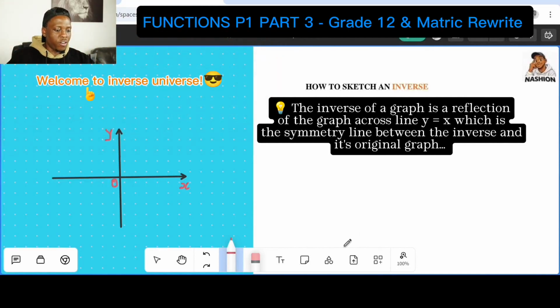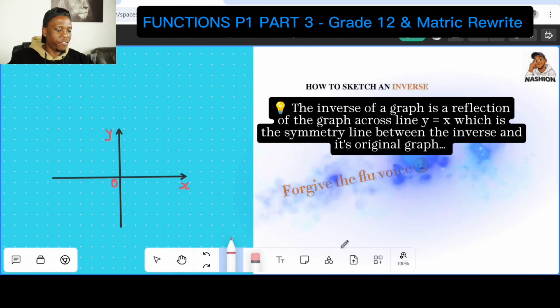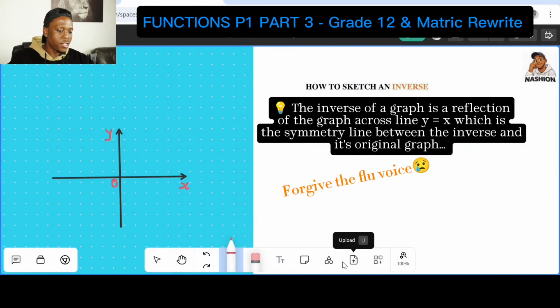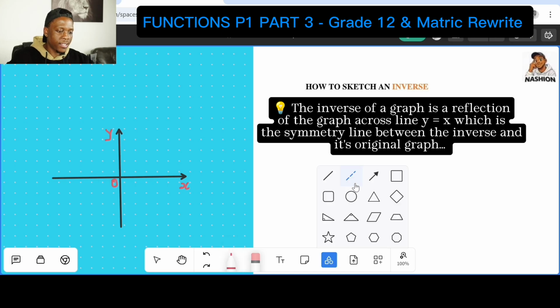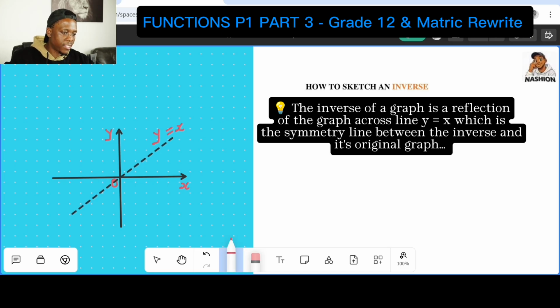The inverse of any graph is a reflection across line y = x. This is the line. So whenever we sketch the inverse of any graph, we're going to be reflecting it across this line. This line will be acting as a mirror to reflect the original graph across.